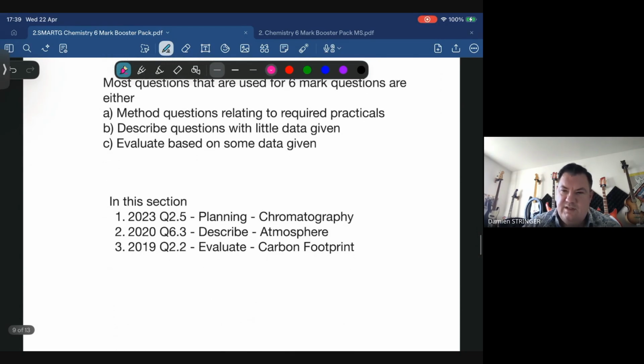I'm going to take a little vote on which one you want to do, because I think they will take a while. So we've got a planning one about chromatography. If you want to go through the planning stuff again, I can do that. We've got a describe one, which is about the formation of the atmosphere. And we've got one about carbon footprint, and it's about cars, which is actually quite a difficult one. So what do you fancy, Amina, out of those 3?